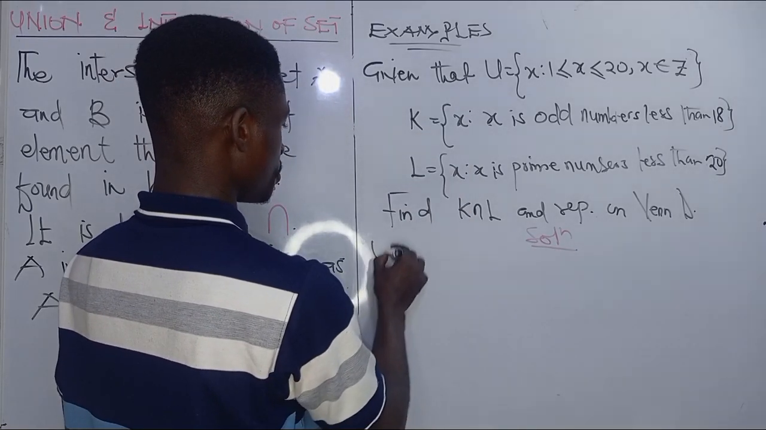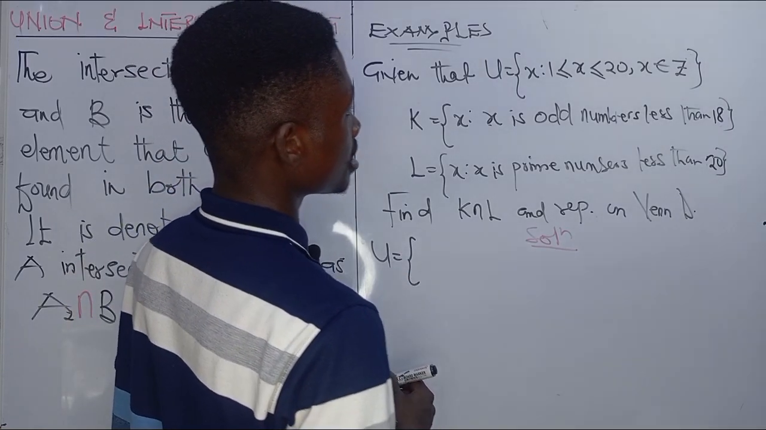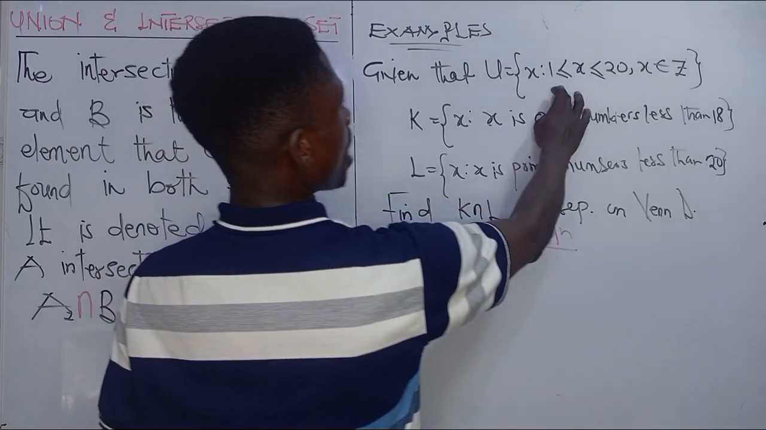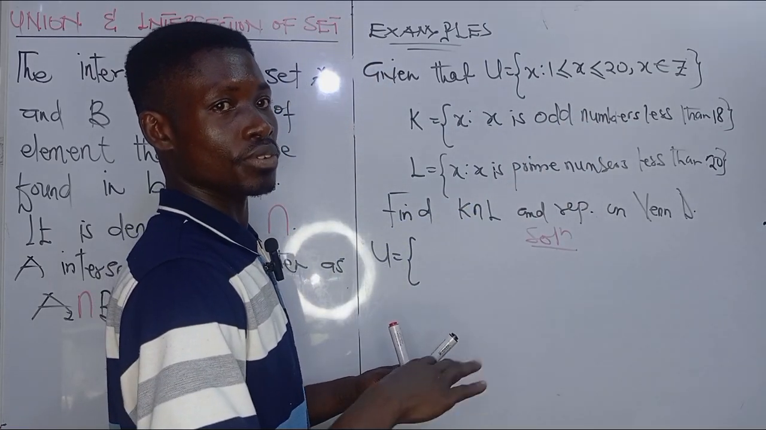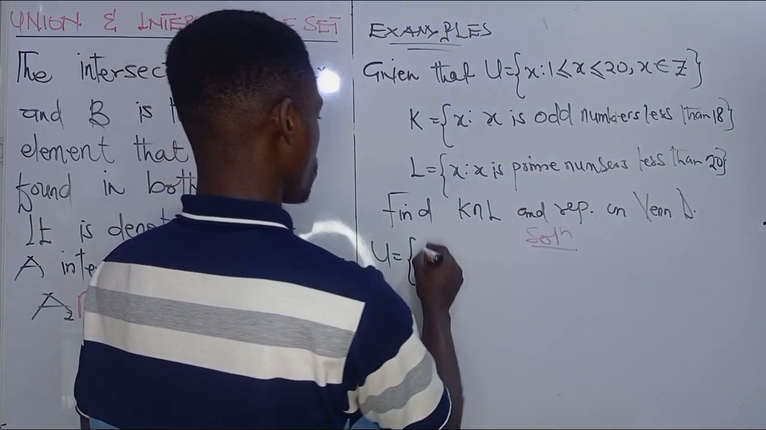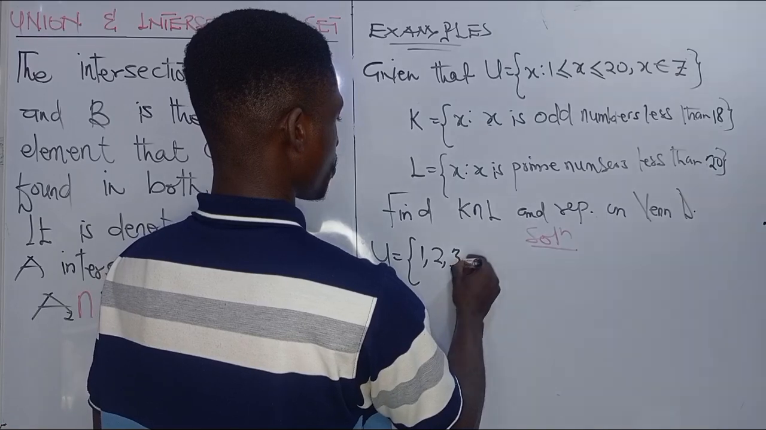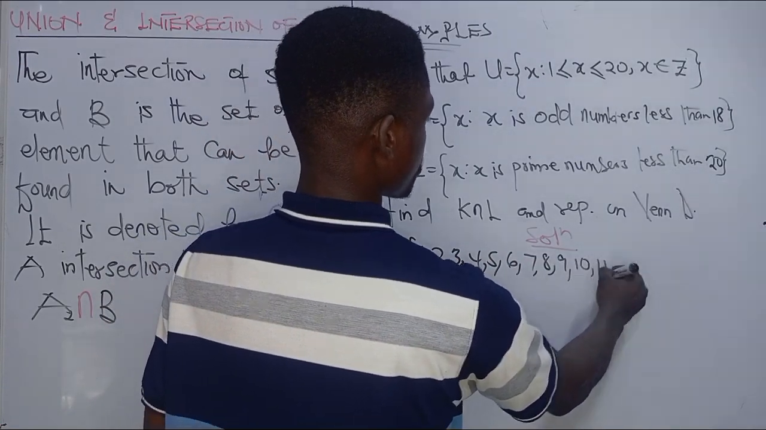So we have set U. We are talking about integers that start from 1 up to 20. And we know that integers are positive and negative whole numbers. With this, it starts from 1. So we are going to start from 1, 2, 3, 4, 5, 6, and so on.